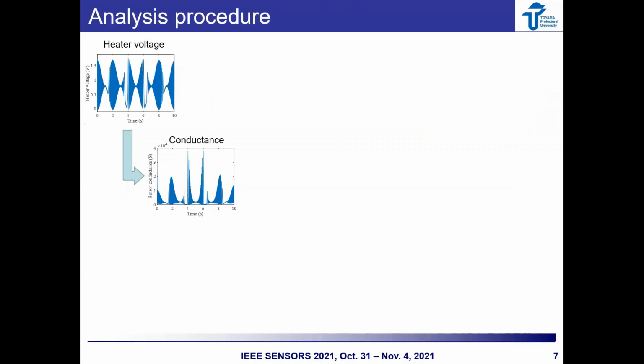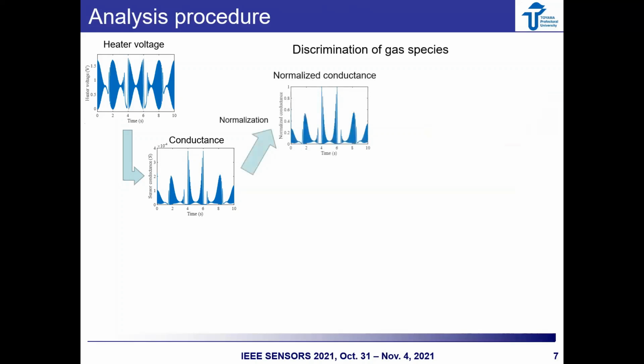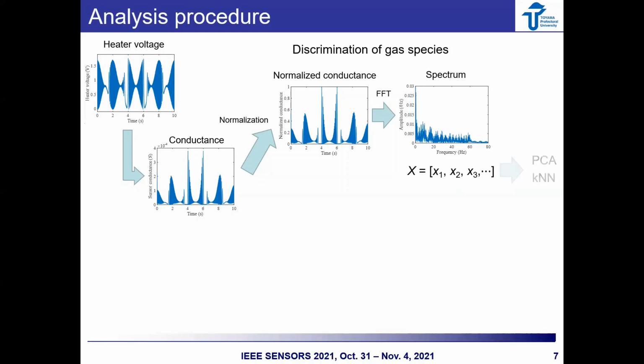In this study, we try to discriminate the gas and quantify the gas concentration using the same data. Here shows the procedures. The sensor conductance was obtained when a modulated waveform was employed as a heater voltage. In gas discrimination, the waveform of the sensor conductance was normalized by its maximum value, and the spectra of the normalized conductance were obtained by fast Fourier transform. Then, the data points of spectra were extracted to build the data vector, followed by principal component analysis, and then gas discrimination was carried out by k-nearest neighbor algorithm.